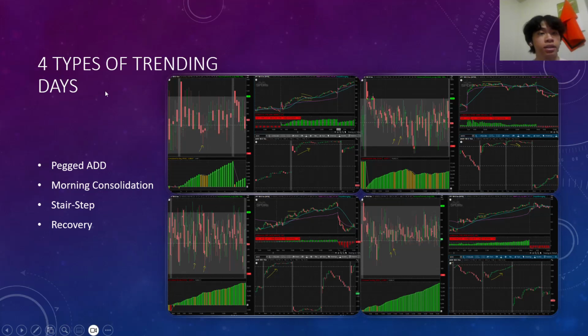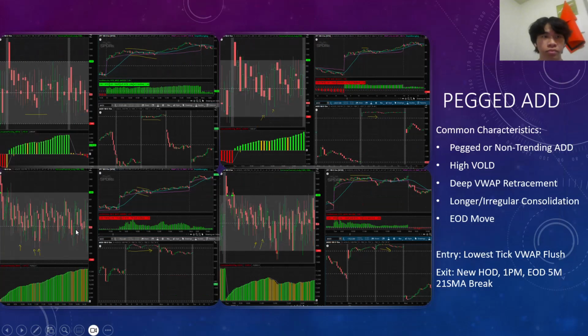There's four types of trading days, four setups at least that I use: pegged ADD, morning consolidation, stair-step, and recovery. So common characteristics for a pegged ADD is that obviously the ADD is very pegged. There's a high VOLD ratio. The VWAP retracement is fairly deep, sometimes breaking it. The consolidation is kind of irregular. Either it starts earlier or it lasts longer. It's pretty irregular compared to the usual 11 a.m. consolidation move. And there's an end of day move.